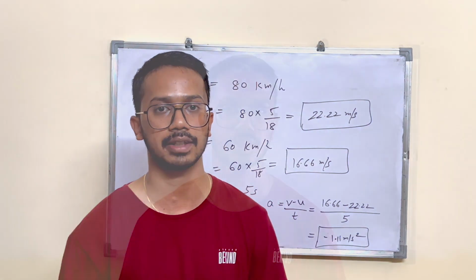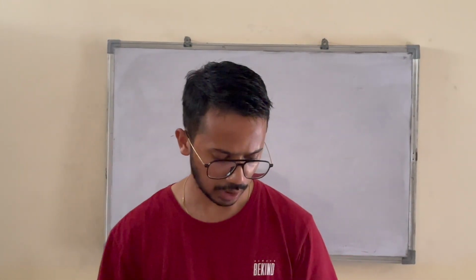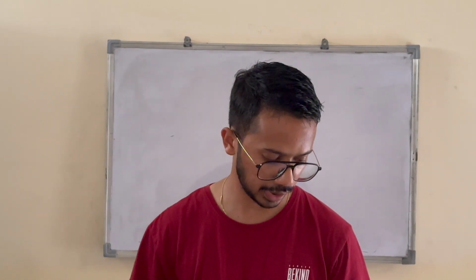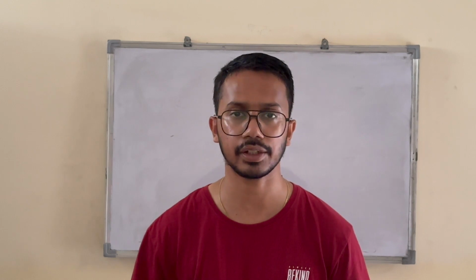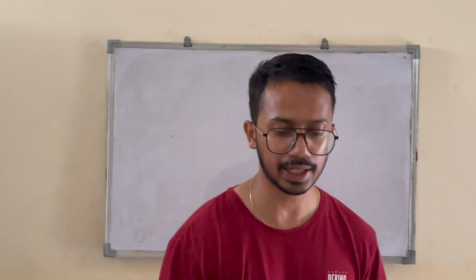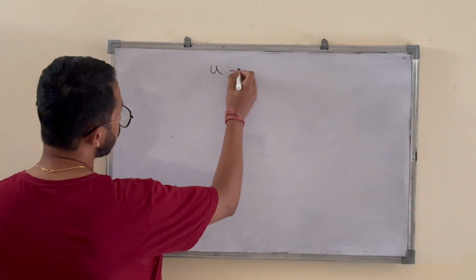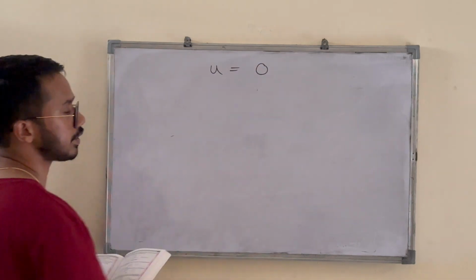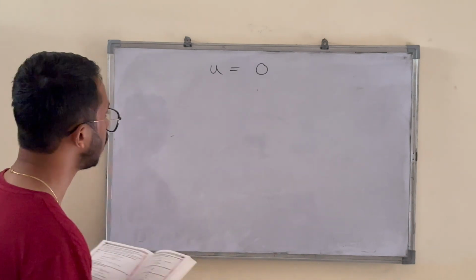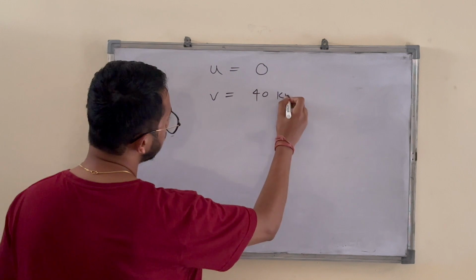Now the next question is: a train starting from a railway station and moving with a uniform acceleration attains a speed of 40 km per hour in 10 minutes, and you are supposed to find the acceleration. In this question it has been mentioned that the train has started from rest. So what does that mean? It means that initially the train is at rest, so u is 0. Next, final velocity v is 40 km per hour.